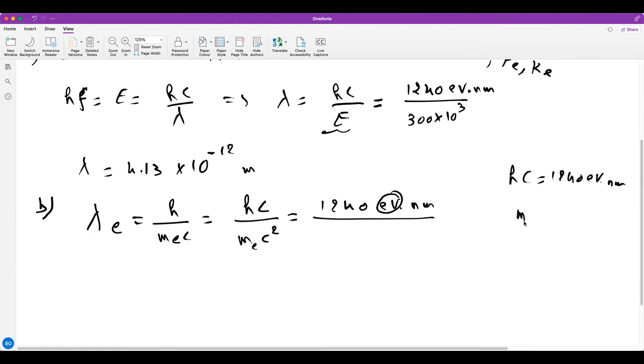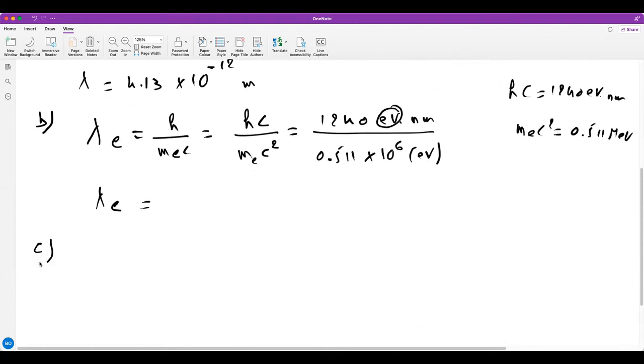We know that the rest mass of the electron is 0.511 MeV, which is 0.511 times 10 to the power of 6 electron volt. Okay, and we can calculate this value.